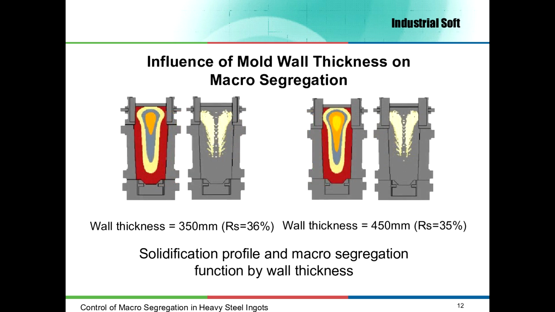To analyze the influence of mold wall on macro segregation I made two simulations as well. In one of them the wall thickness has been increased by 100 mm, from 350 to 450. As we can see, the area affected by segregation is not much influenced by wall thickness. The segregation area size is only 1% lower by increasing the wall thickness by 100 mm.